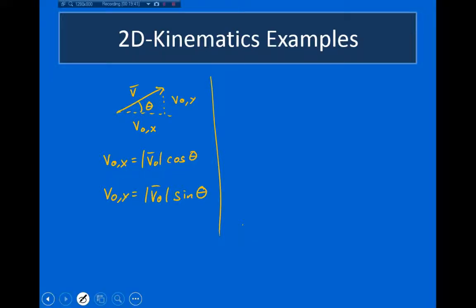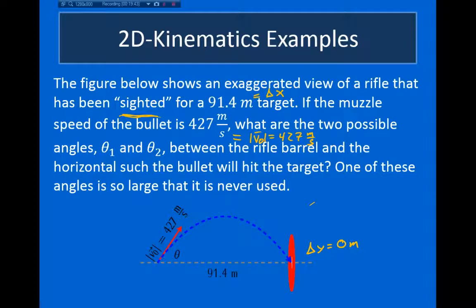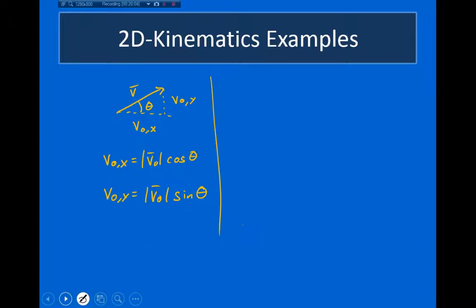Now, going back to the previous slide, remember that in the x direction we don't have any acceleration. So what this is really saying is that the amount of time it takes for the bullet to travel 91.4 meters in the x direction needs to be equal to the amount of time it takes for the bullet to travel up and then come back down and return to its initial height. So this is really what we're looking at here.